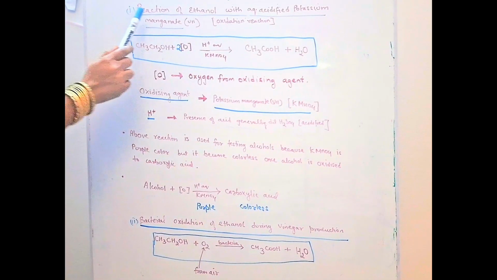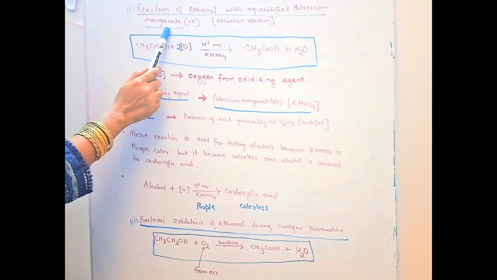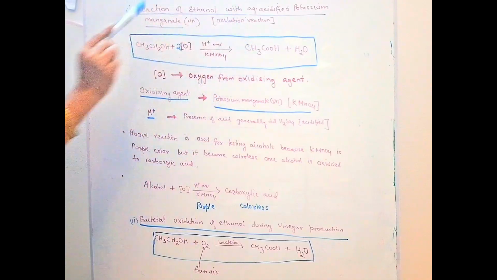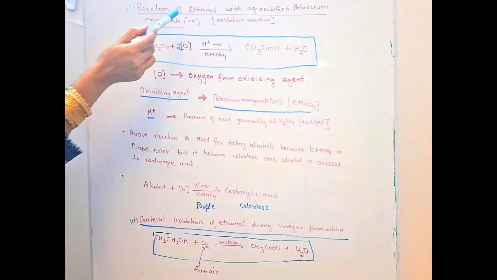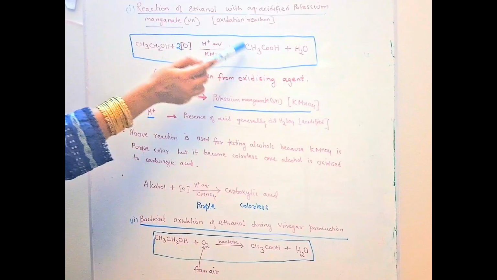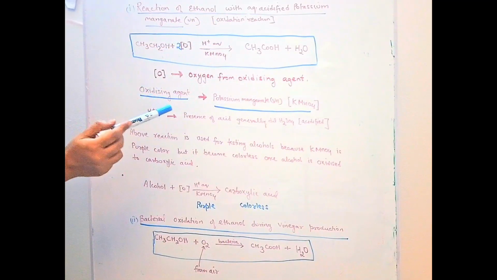Okay, so let us understand the reaction of ethanol with acidified potassium manganate. Now, why are we doing this reaction? Because we want to make ethanoic acid. So we are doing this reaction in order to get ethanoic acid. That means this comes under the heading of preparation of ethanoic acid.